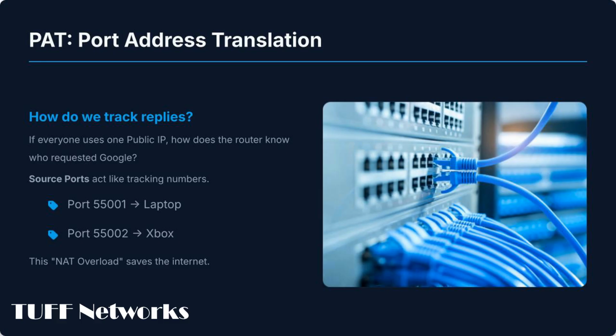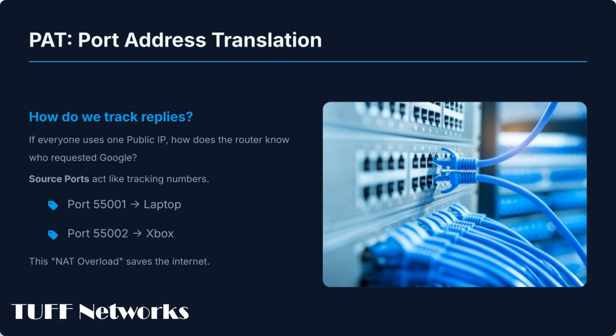This happens in milliseconds, thousands of times per second. This allows a single public IP address to support hundreds or even thousands of devices inside a network. Without PAT, the Internet as we know it would have collapsed in the early 2000s. While PAT is the most common, as an engineer, you need to know the 3 distinct types of NAT because you will configure all of them.